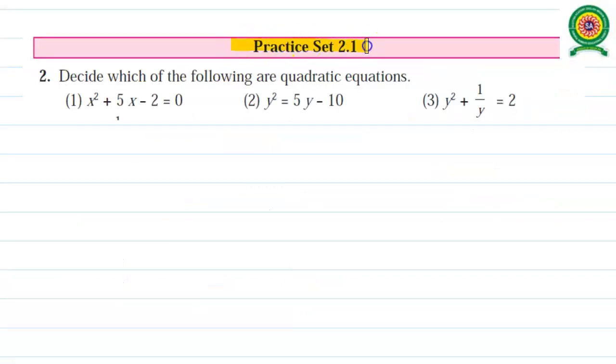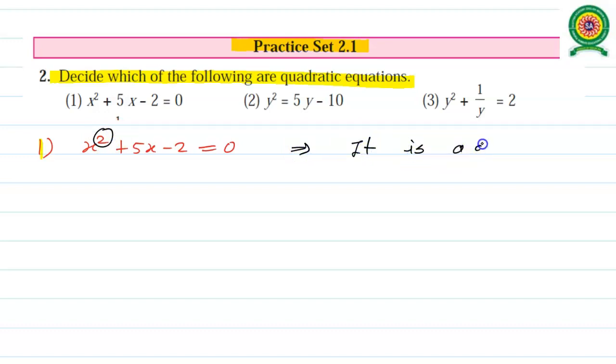Look once, practice set 2.1, question number 2. Decide which of the following are quadratic equations. Within it, the first sub-question is of the form x² + 5x − 2 = 0. Since the highest degree of the variable is 2, we can say it is a quadratic equation.